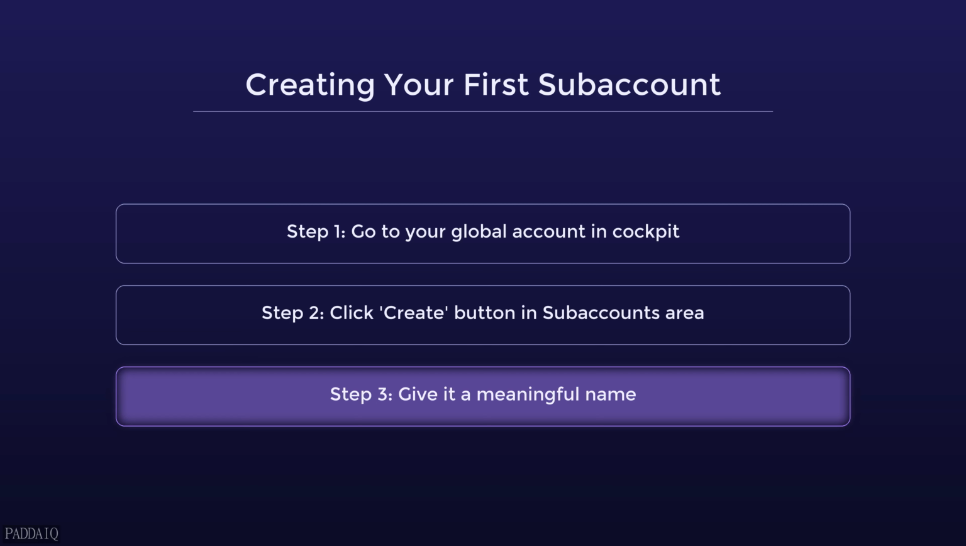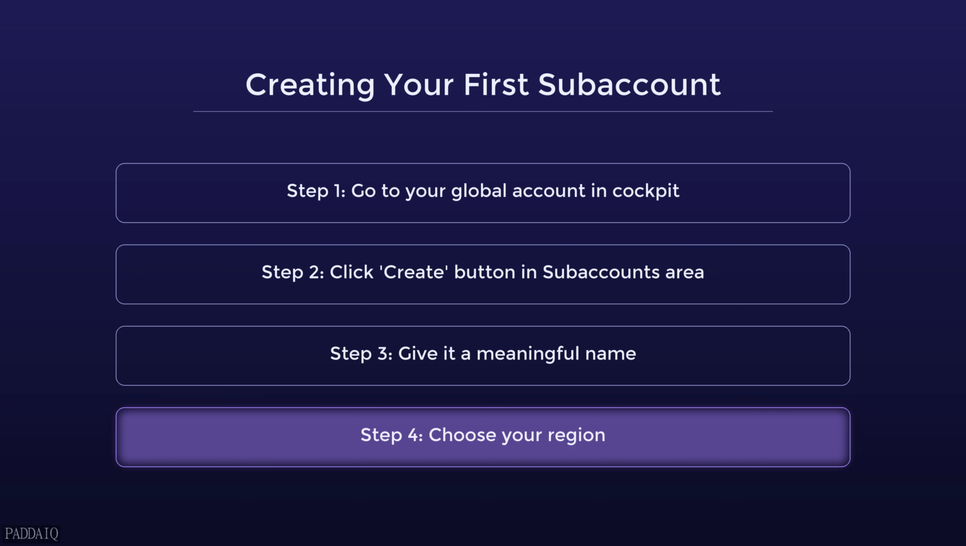Step 3. Give it a meaningful name. This ensures you can easily identify the sub-account's purpose later. For example, name it as Production HR App if it hosts a human resources application for production in the United States. Choosing a descriptive name from the start saves time and avoids confusion in future management tasks.